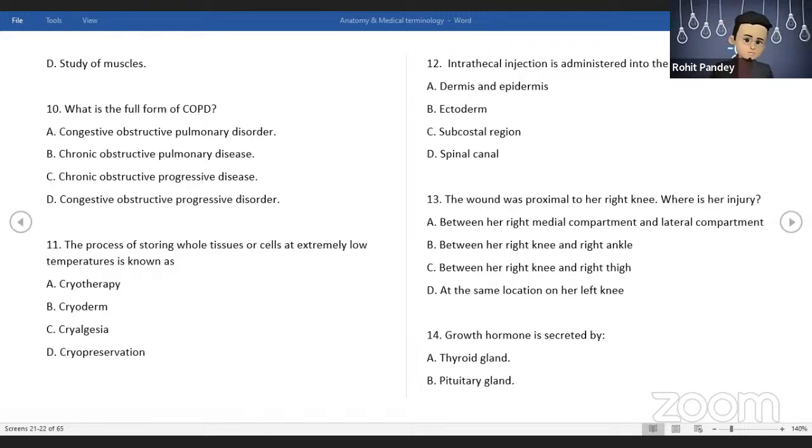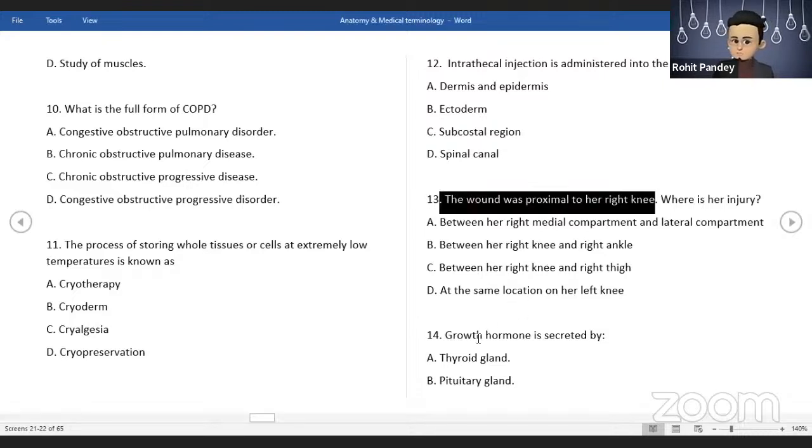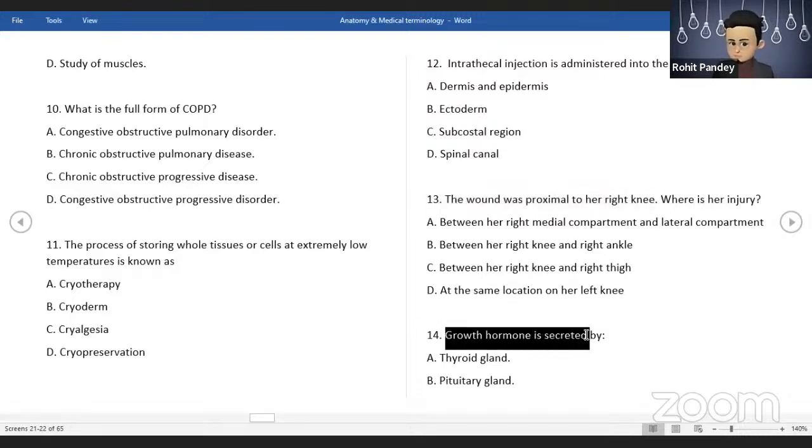Yes, okay, so proximal is towards the trunk, near the origin. And distal is away from the trunk. So away from the trunk is called distal, and towards the trunk is known as proximal.